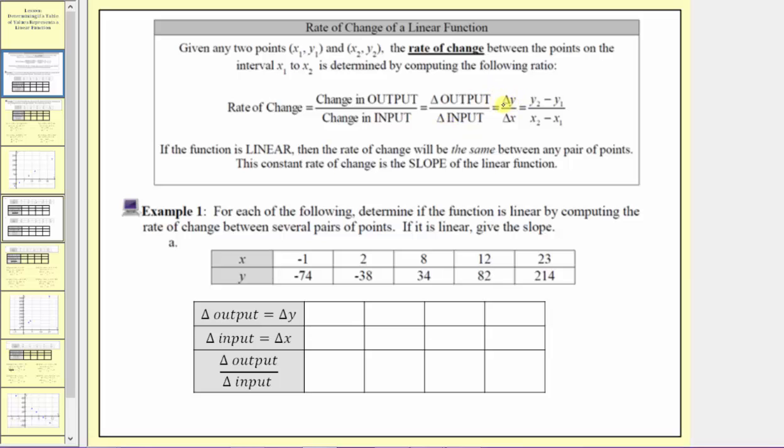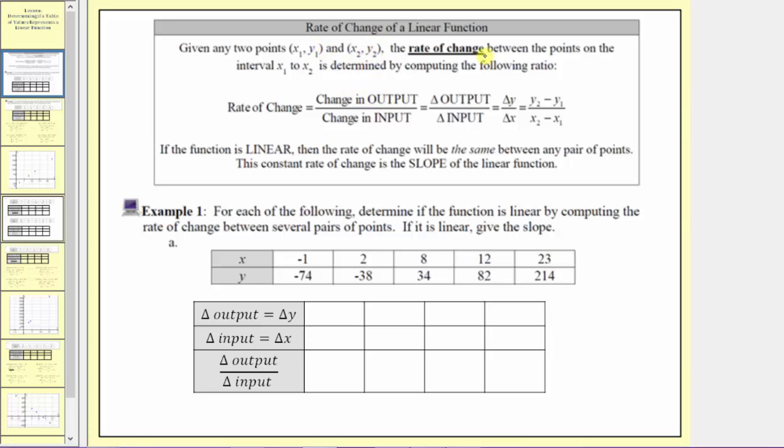So to find the change of y, we find the difference of the y coordinates, which would be y sub 2 minus y sub 1, and to determine the change of x, we determine the difference of the x coordinates, which would be x sub 2 minus x sub 1. But the variables won't always be x and y, so it's important to recognize the inputs would be the first values in the ordered pairs, and the outputs would be the second values in the ordered pairs.